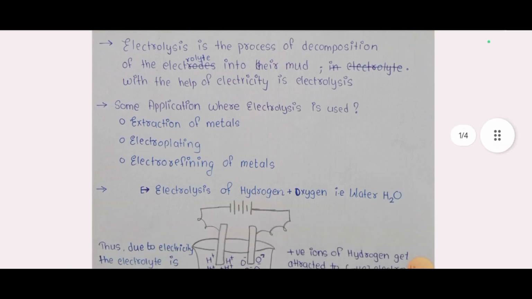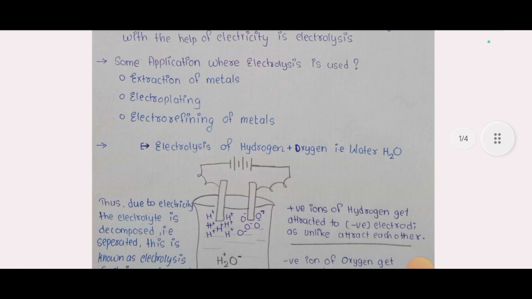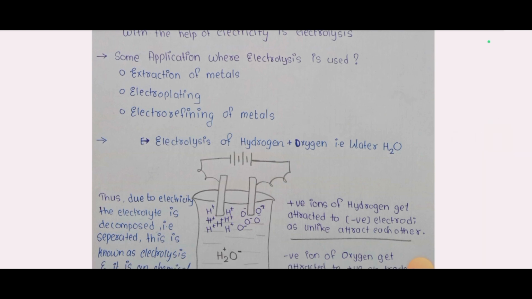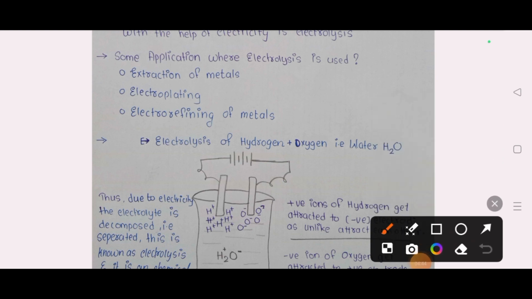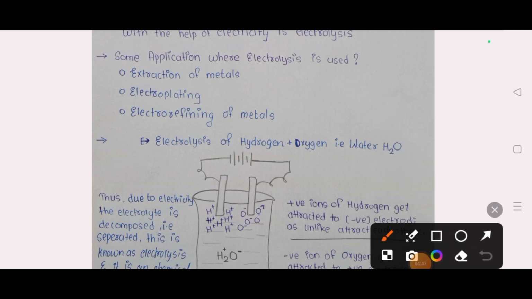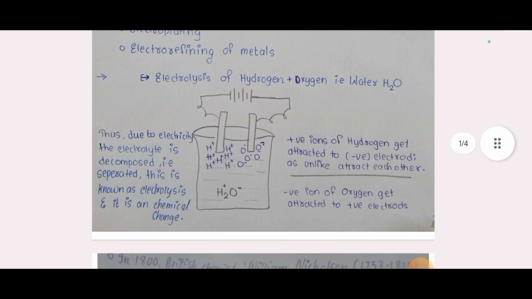Alright, understood what is electrolysis, what are the applications of electrolysis, where electrolysis is used. As I told you, these are the applications. Now let's understand what electrolysis is via one example. Here I have one example: electrolysis of water, which is composed of hydrogen and oxygen.